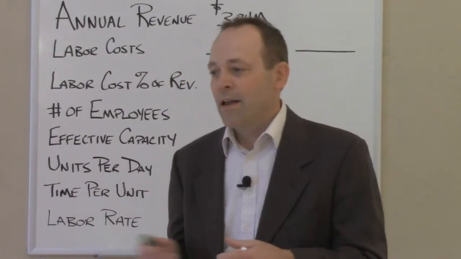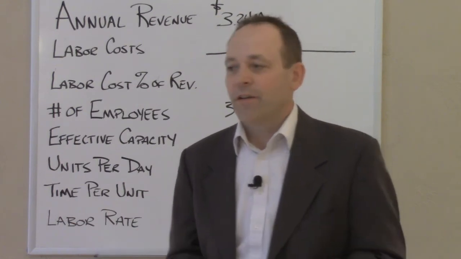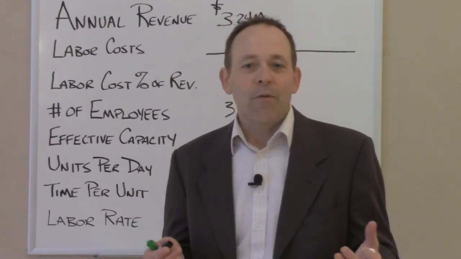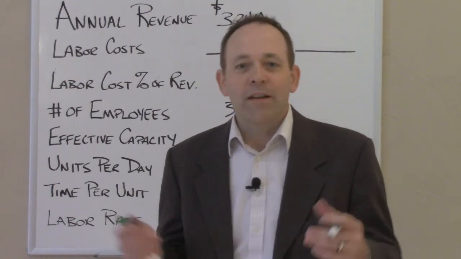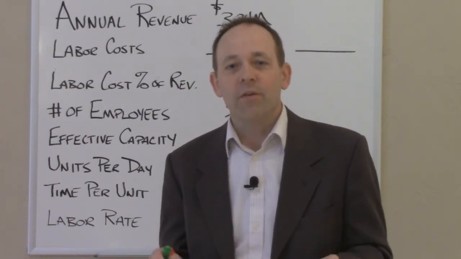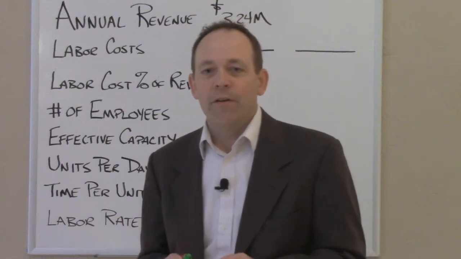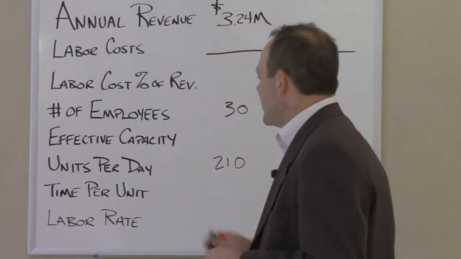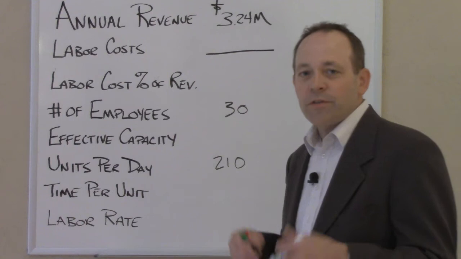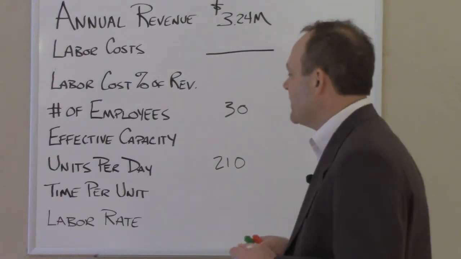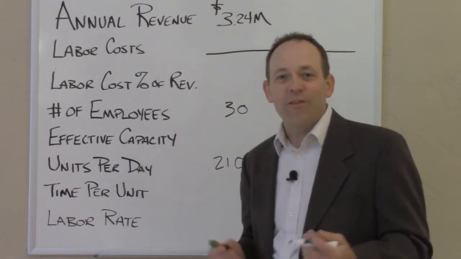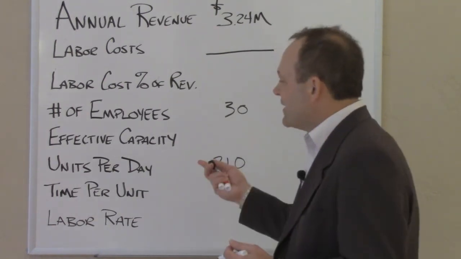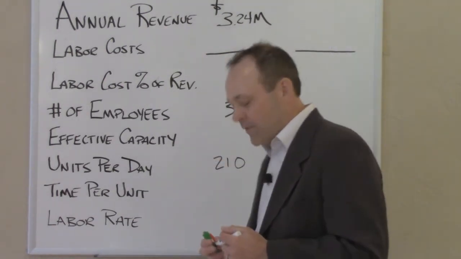So this could be production and manufacturing. It could be number of service hours that you deliver to your customer. It could be loan applications. Whatever it is for your company, it's units of output that generate revenue. So in this case, this company uses 30 employees to produce 210 units per day. So what we really want to know is how long does it take to produce each one of those units, right? So in order to get to that, we have to talk about effective capacity for a minute.